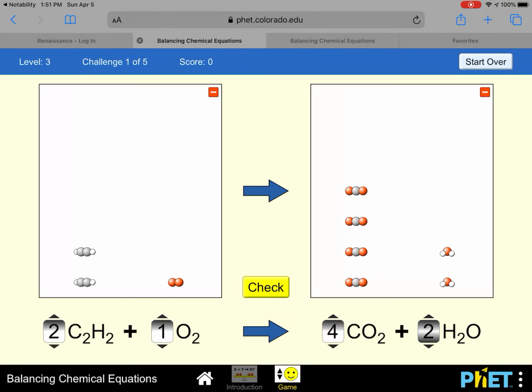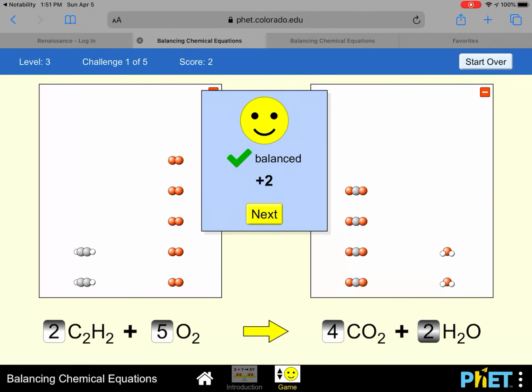2, 4, 6, 8, 9, 10. So 10. I need to increase him. Now I've got 10 of him. I'm going to check it, and it liked it. So this is just a nice game for you to mess with. Thought people might like it.